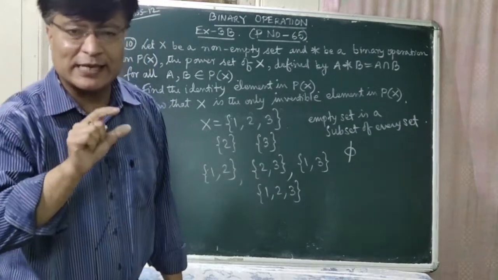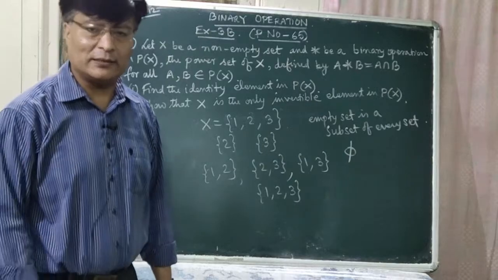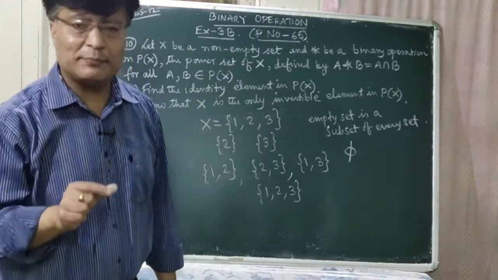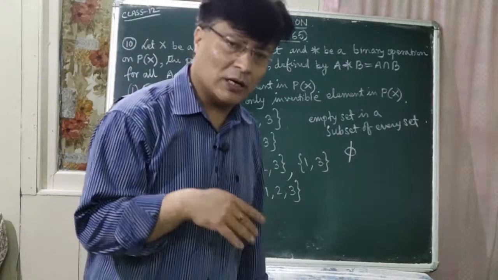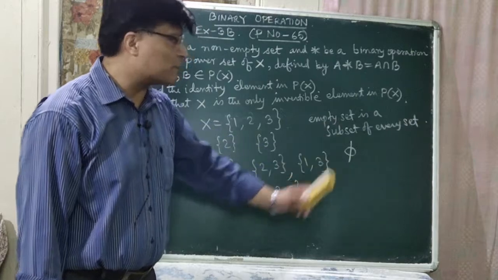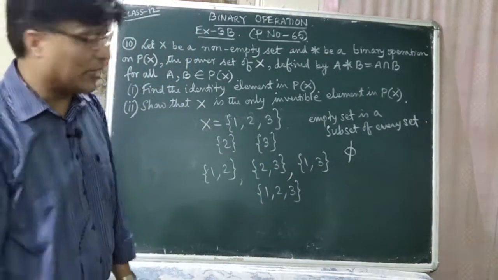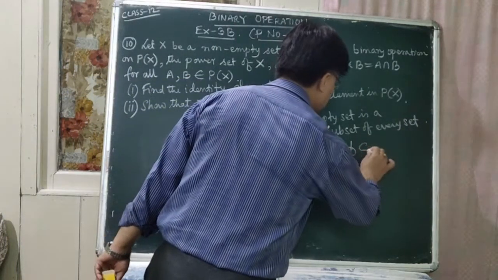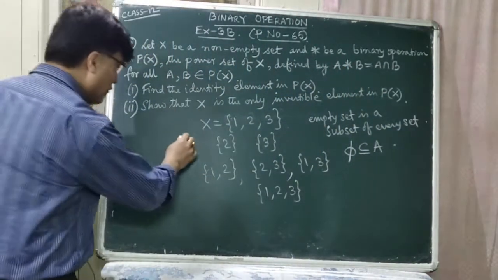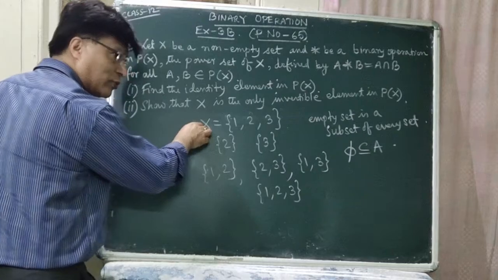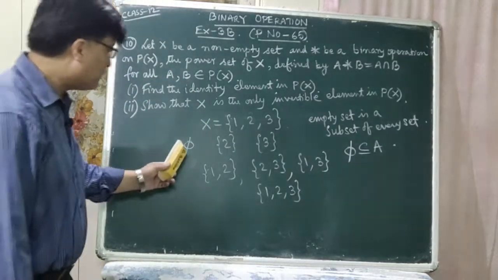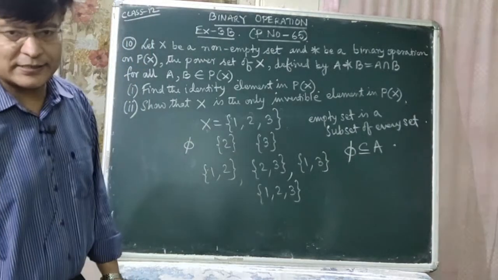A set in which there are no elements, what do we call that? We call it an empty set. So that empty set is also a void set, that is, a null set. Okay? So the empty set is a subset of every set. Okay? So this phi is a subset of every set. Okay? So we can include this phi here also. This phi is a subset of X also. This phi is a subset of X.